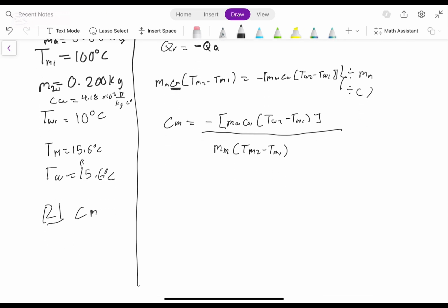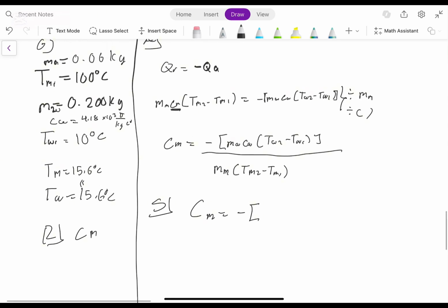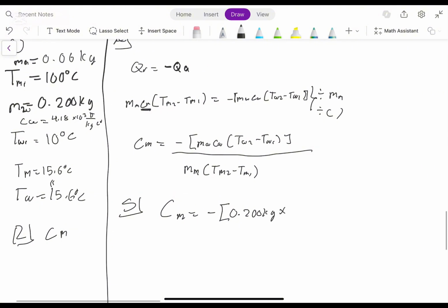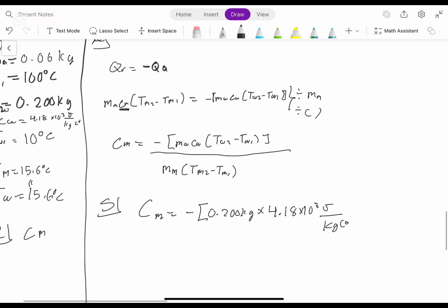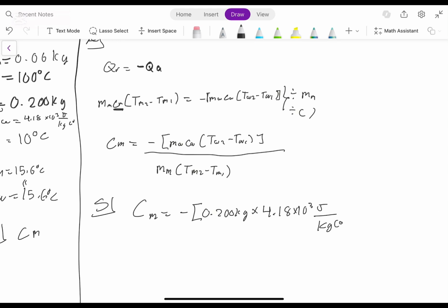From here, it's just simple. We can just simply go straight into our solution. So CM is going to equal negative, and then we're going to go MW, which was mass of the water, which is 0.200 kilograms, multiplied by CW, which is the heat capacity of the water, so 4.18 times 10 to the 3 joules per kilogram degree Celsius. Oops, I put that degrees, sorry. Degree Celsius.